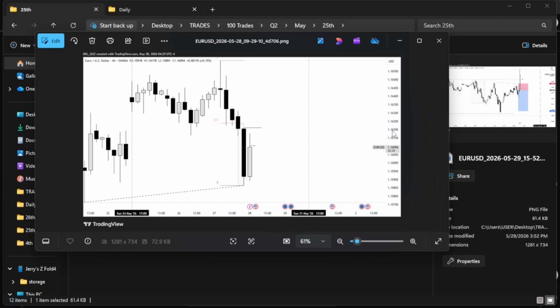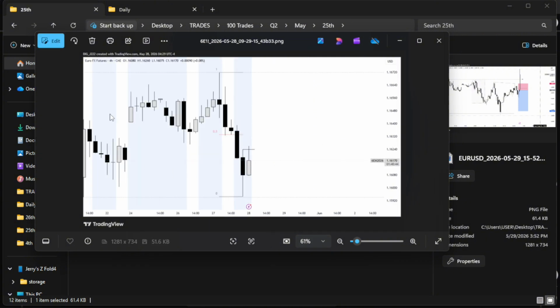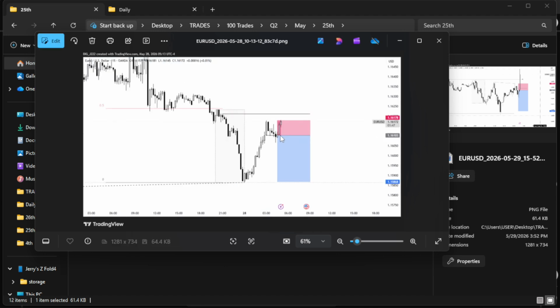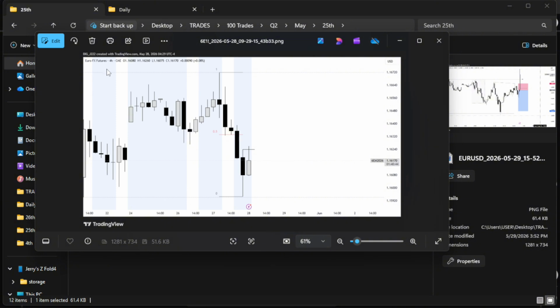Then the same thing happened on Thursday. On Thursday, Euro USD didn't take out the high, but this Euro futures took out its high and I executed as usual. It resulted in a loss again. I'm not gonna lie, after this loss, I had to delete this Euro futures pair.